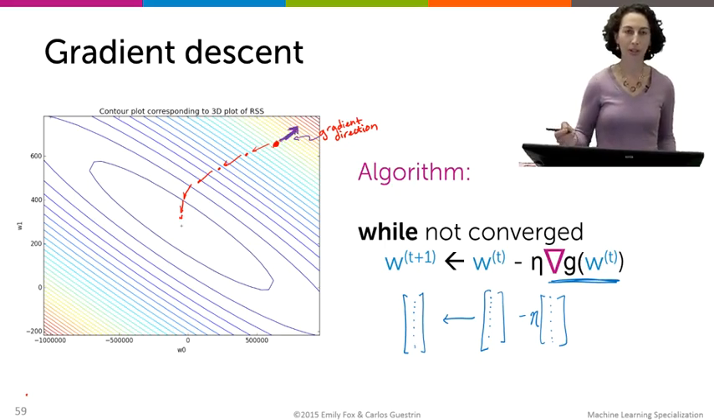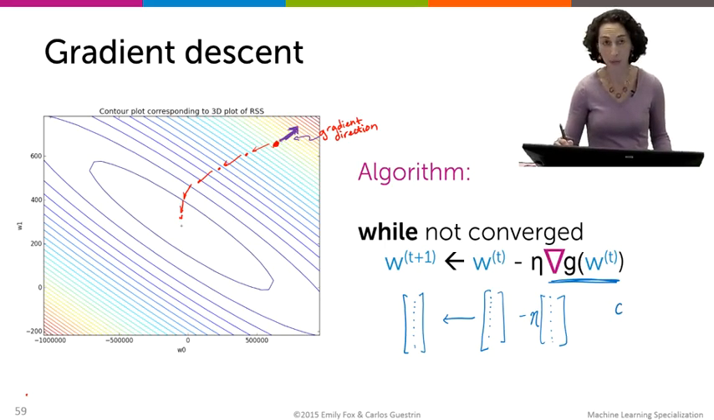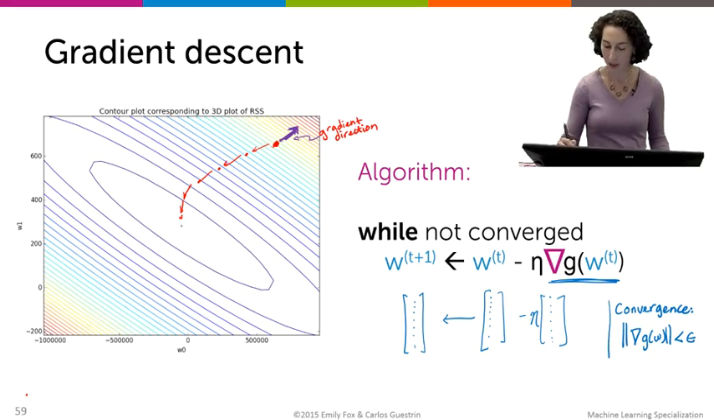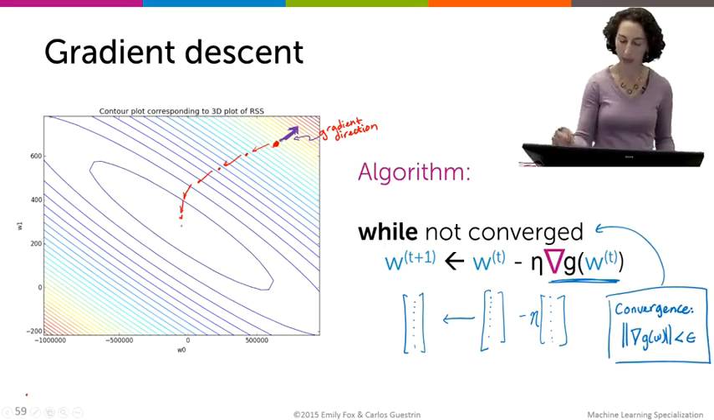And in terms of assessing convergence in this case, well, in place of looking at the absolute value of the derivative, we're going to look at the magnitude of the gradient. And when the magnitude of the gradient is less than some epsilon that we're fixing, we're going to say that the algorithm has converged.